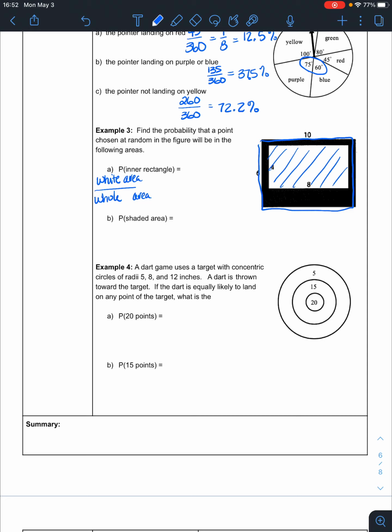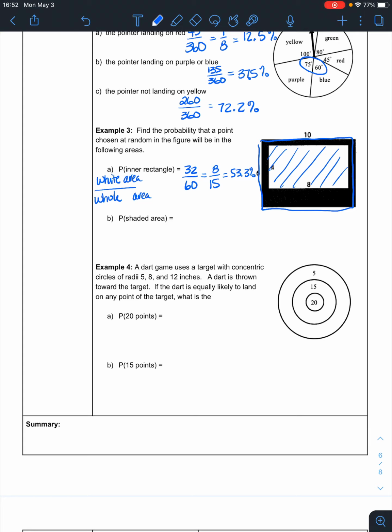So the area of the white space, it's a rectangle. 4 times 8 is 32. So it would be 32 divided by the big rectangle, which is 6 by 10, which would be 60. Okay, 32 over 60 reduces to 8 over 15 as a reduced fraction, or 53.3%. So a 53.3% chance of landing in the white area.